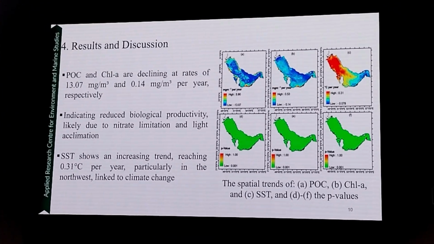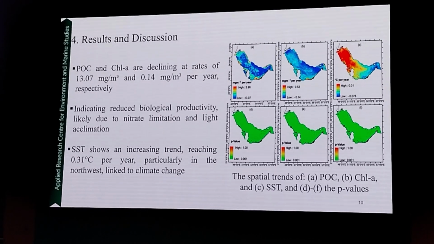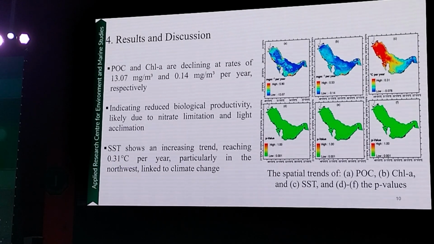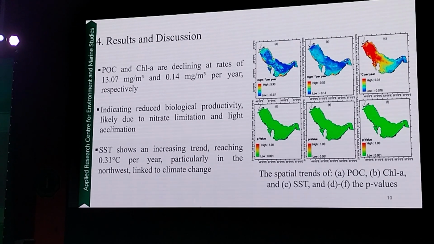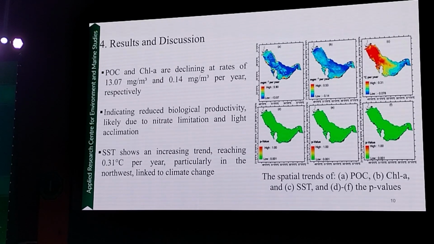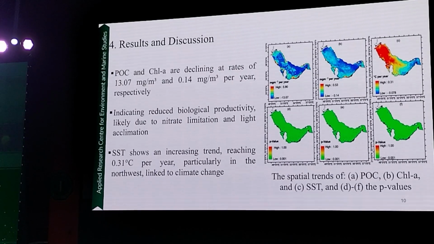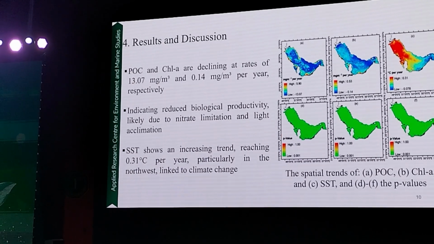But in case of sea surface temperature, you can see there is an increasing trend. It was around 0.31 degrees centigrade per year.